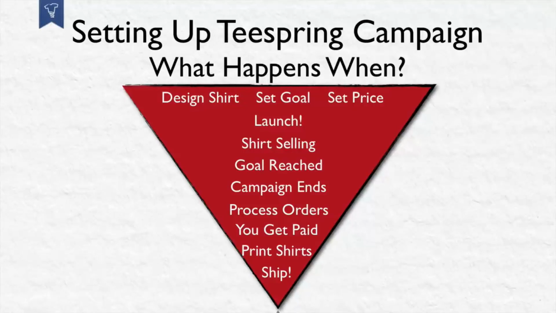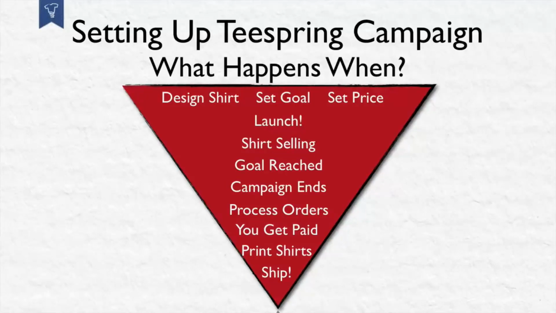If your goal was reached, then it moves on. If you did not reach your goal, if you only sold 20 shirts and you needed to sell 50, then nothing happens. The campaign just goes away, it ends, no worries. If you did reach your goal, then once a campaign is over, Teespring starts to process those orders.